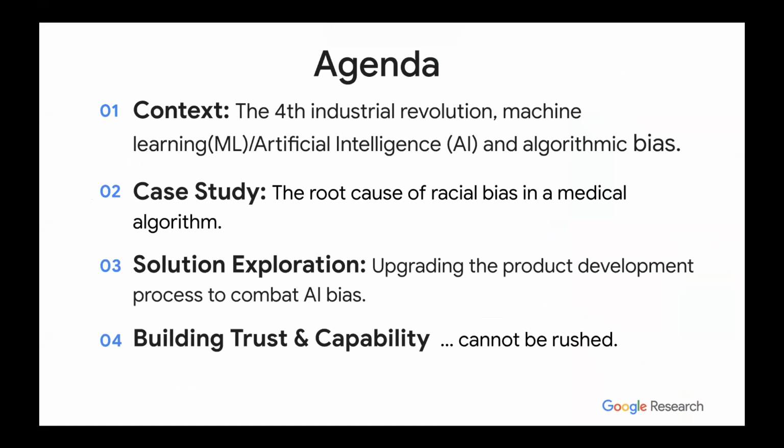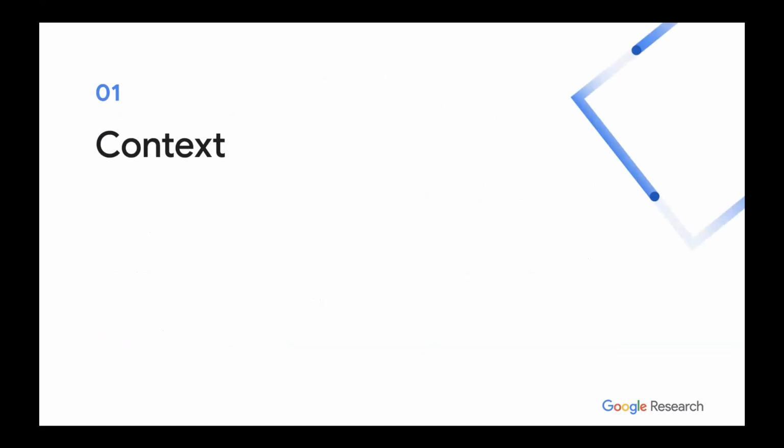Third, we're going to walk through some solution exploration, primarily focused on what it might mean to upgrade the product development process. And then finally, we're going to talk about building trust and capability, because I think that's fundamental to being able to realize some of these solutions that we're going to explore.